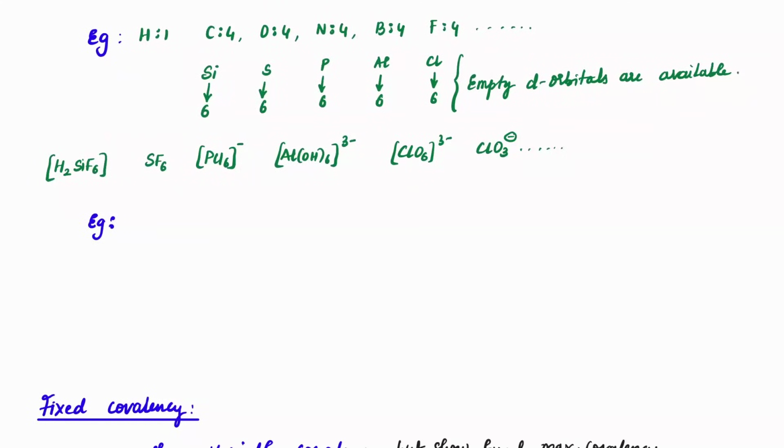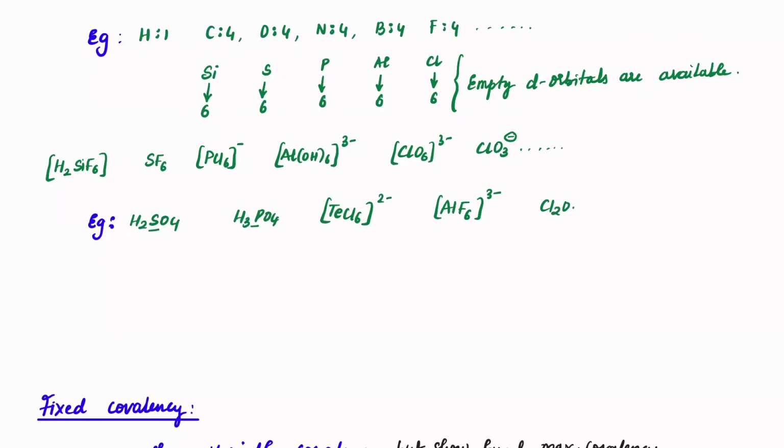So for example, in H2SO4, what is the covalency of sulfur? H3PO4, what is the covalency of phosphorus? Then we have tellurium, TeCl6, overall 2 minus. What is the covalency of tellurium? Next, AlF6, 3 minus. Got it?